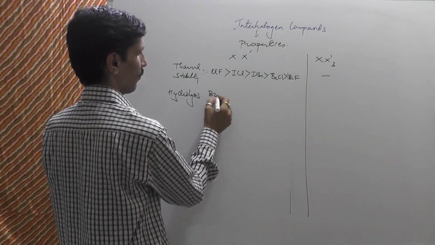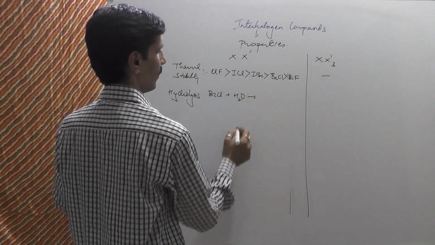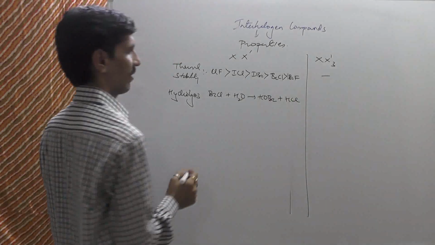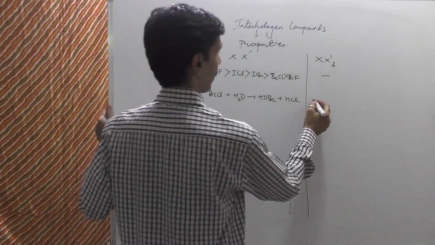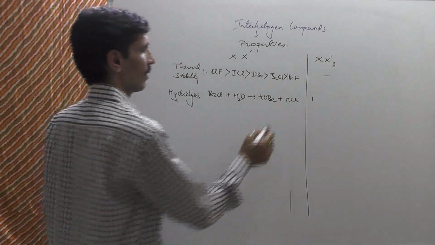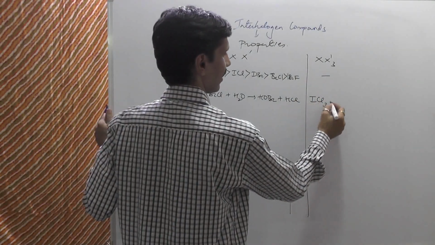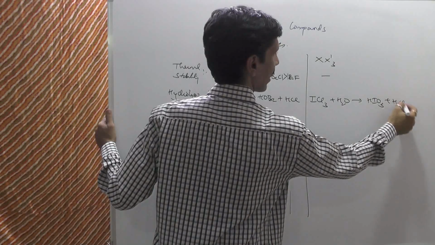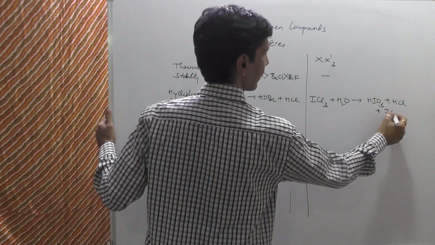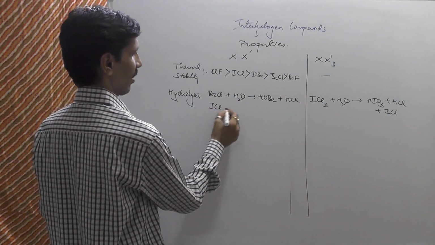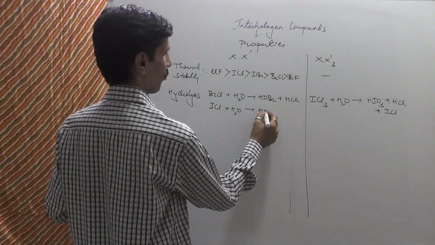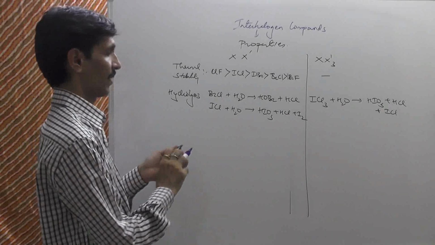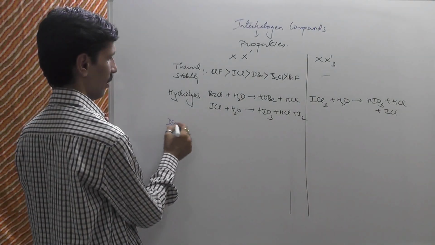In case of hydrolysis, BrCl undergoes hydrolysis. It is going to give you hypobromous acid, that is HOBr plus HCl. Now in this particular case, for hydrolysis, we have ICl3 undergoing hydrolysis to give you HIO3 plus HCl plus ICl. If I take ICl and its hydrolysis, it is going to give me HIO3 plus HCl plus I2. The third point is disproportionation.